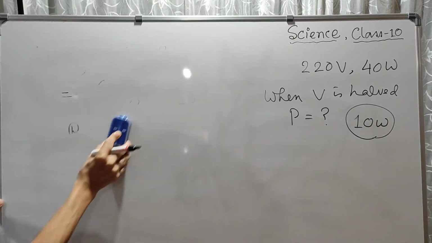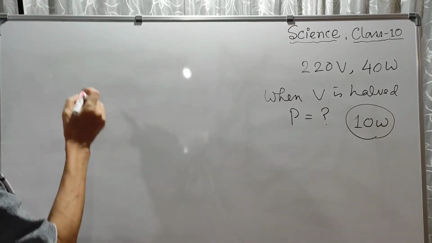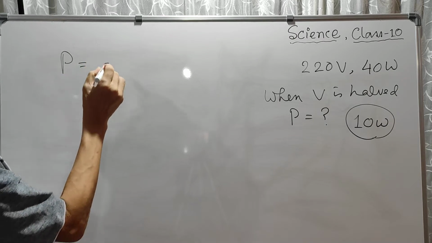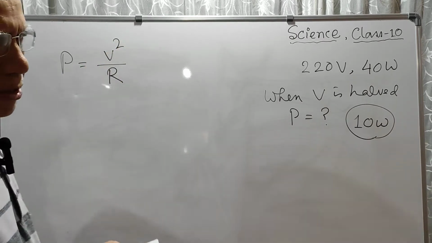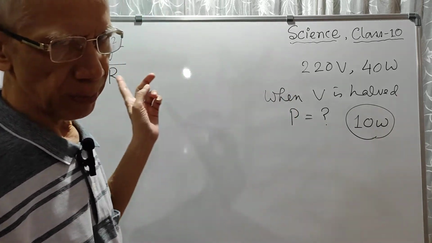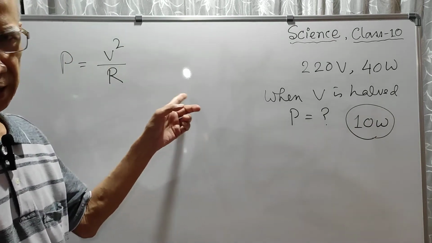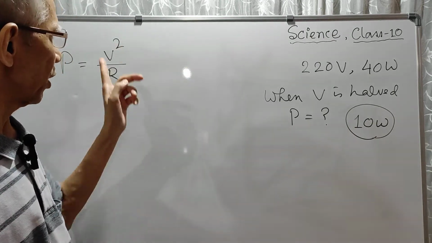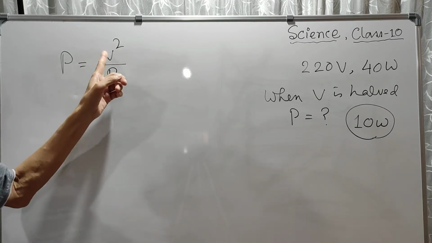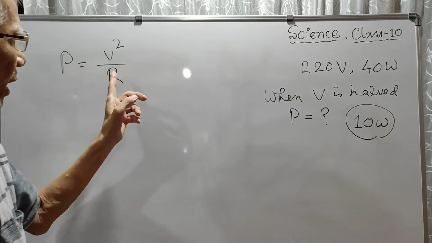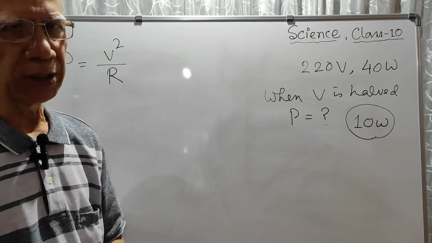For explanation, we will use the formula of power. P equal to V square by R. Now there are some different forms of power. Power equal to V into I, power is I square into R, and V square by R. So we will use this formula, P equal to V square by R, where V is the voltage, R is the resistance of the bulb. Now resistance is a permanent quality.